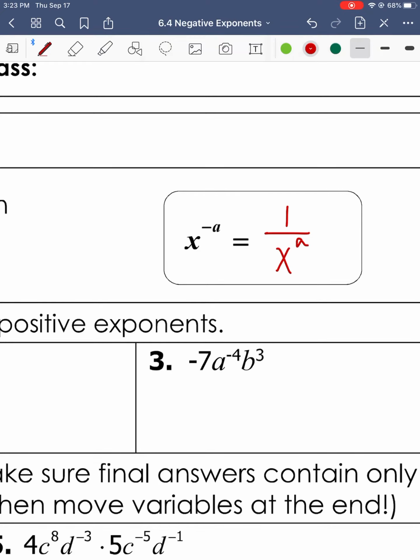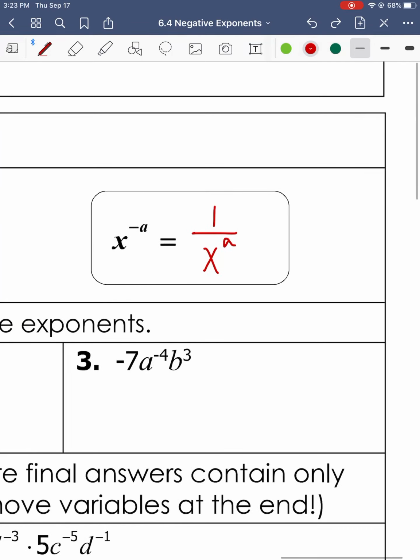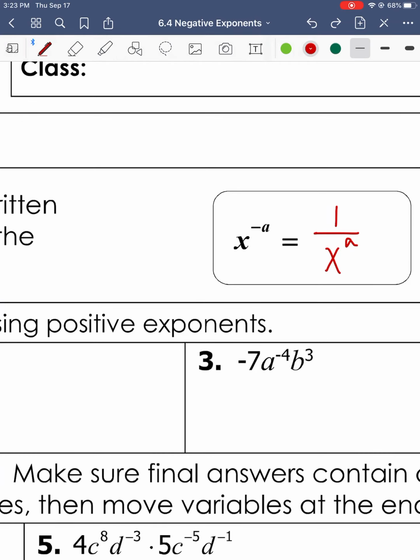So here we had x to the negative a, we moved it to the denominator and made it a positive a. If it's not in a fraction already, you're just going to put 1 in the numerator and then your term with the positive exponent in the denominator. By the same type of rule, if you have 1 over x to the negative a, you can just move this to the numerator to make it positive. So it would be x to the a, which is technically x to the a over 1, right? So you can see how it's in the numerator, but we just don't write the 1.